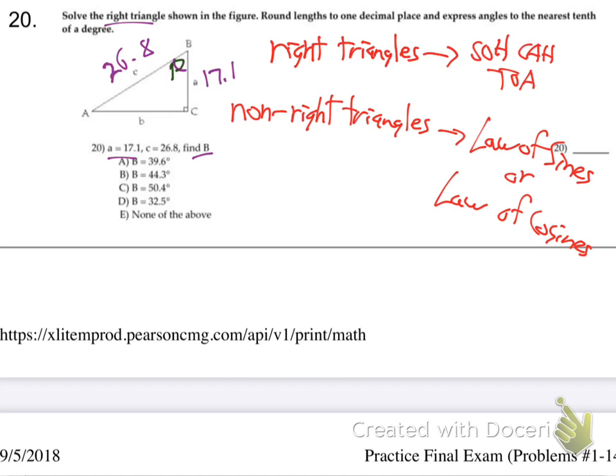So to find B here, this is the opposite side from B, this is the adjacent side to B, and this is the hypotenuse because it's across from the right angle, right? So what do I want to use then? What two sides do I have? This one, hypotenuse, and this one, adjacent. So if you remember SOHCAHTOA, which trig relationship involves the adjacent?